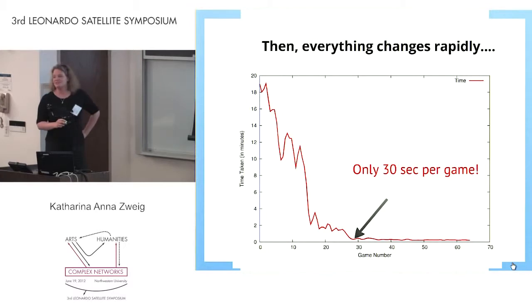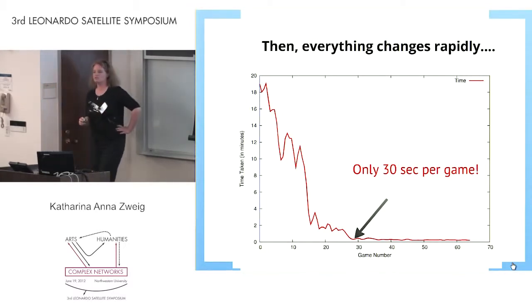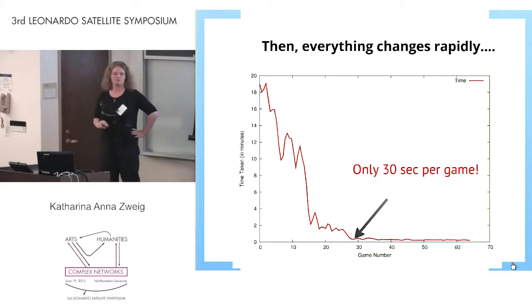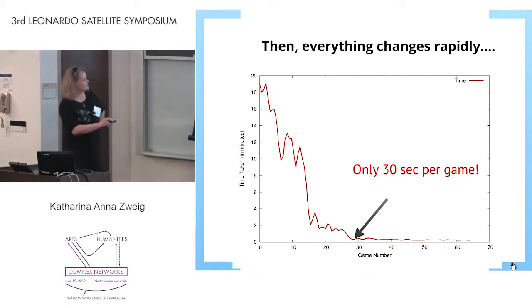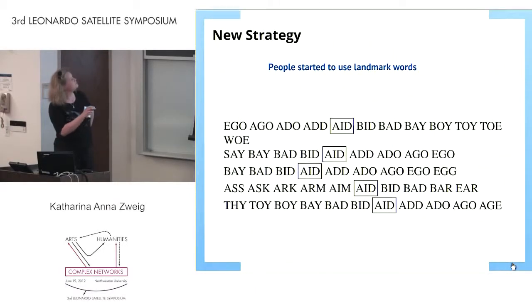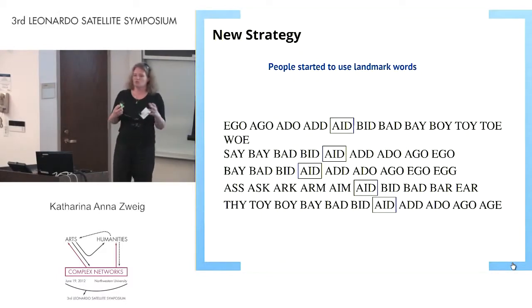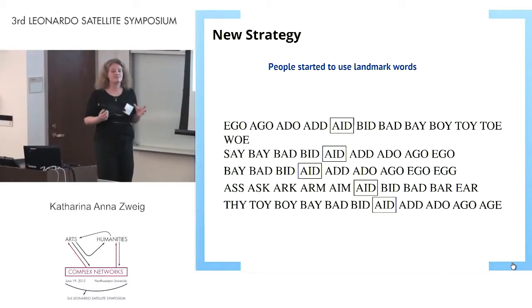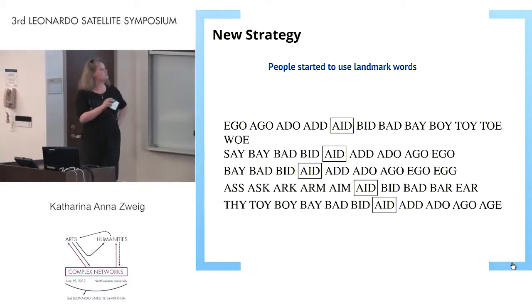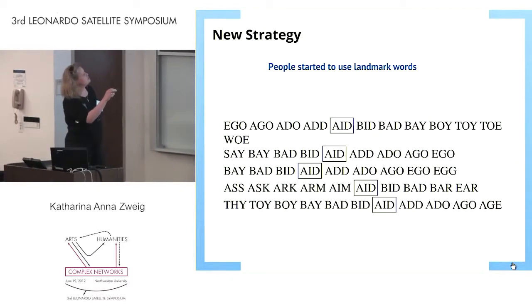But then some miracle appeared. After about 28 games, they took 30 seconds per game. Whatever you gave them, they could solve it immediately. And it stayed that way. So what happened at that time point? The people started to use a landmark word. So despite the fact that the environment doesn't give you much global clues, they identified landmarks, and they started to use it. And they always used it to get there and then to get away from it to the goal word.